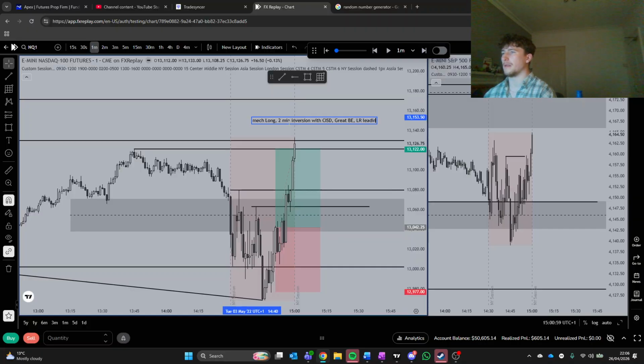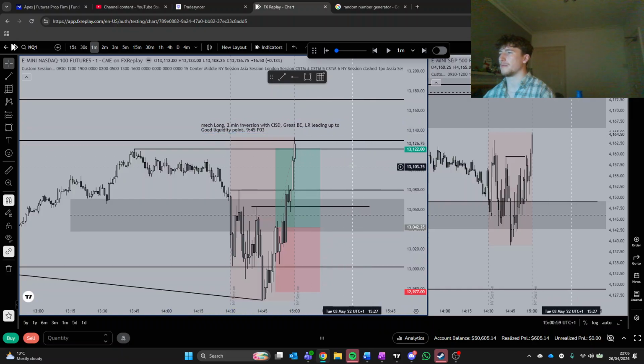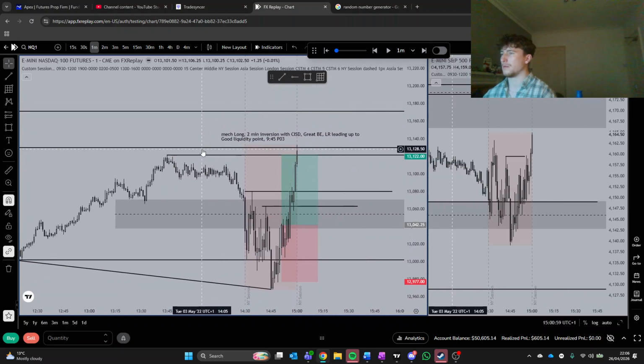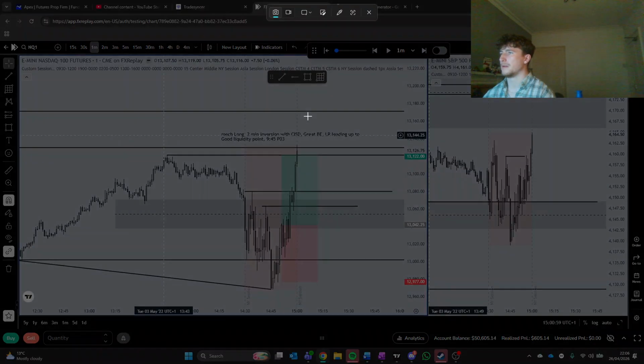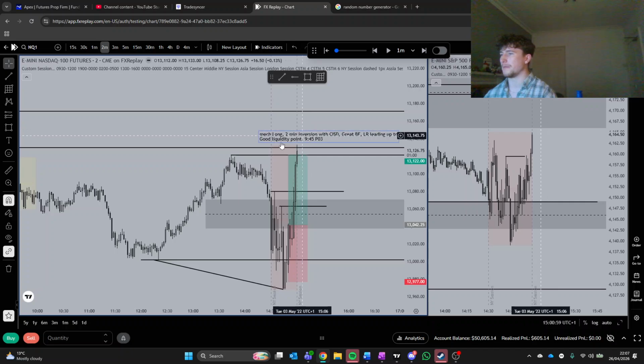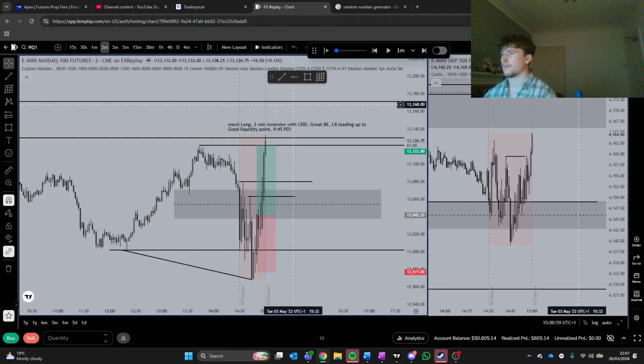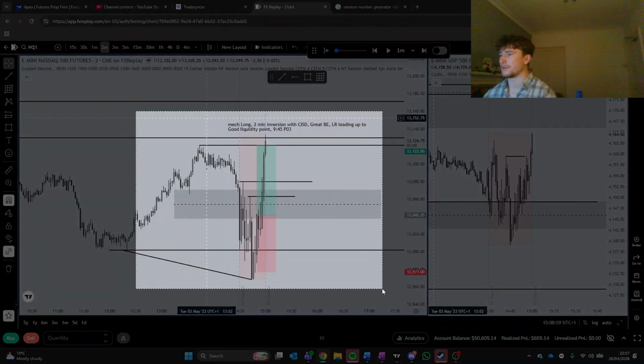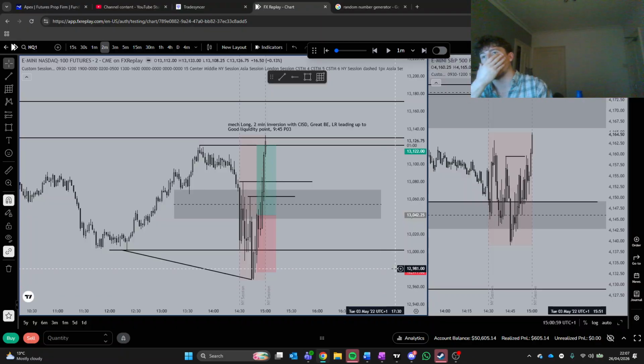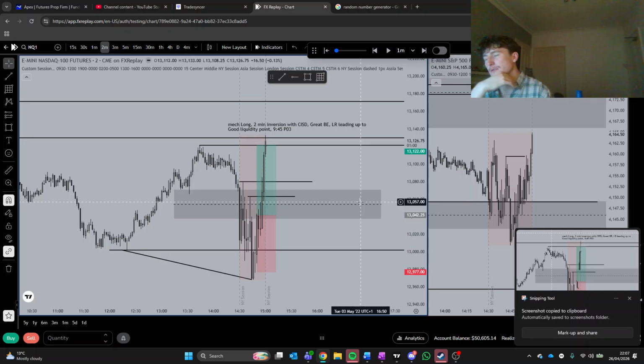LR lead leading up to good liquidity point. And then 9:45 P03. And then we just, actually I want to do it on the time frame we inversed. Screenshot that, and then we can just put that straight into our journal without having to write anything in. It's easy to do it that way, I find.